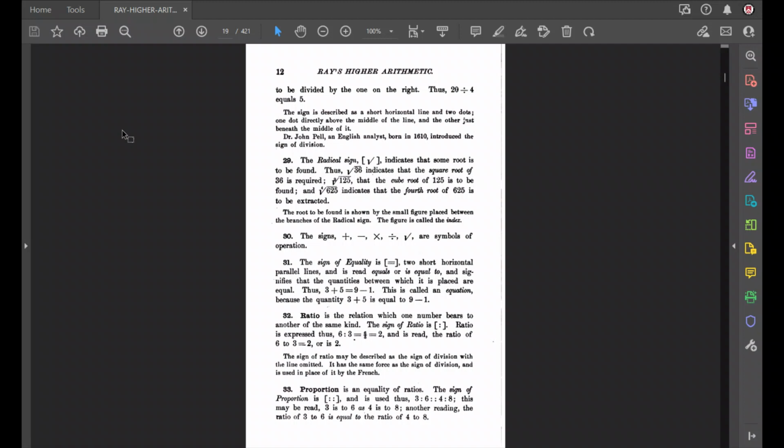Six is to 3 just as 2 is to 1. You see that? 6 is to 3 just as 2 is to 1. And you'll see these symbols even in language arts. You could see them on the SAT test or on a standardized test. You'll see something like this.